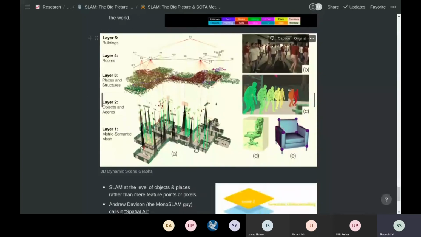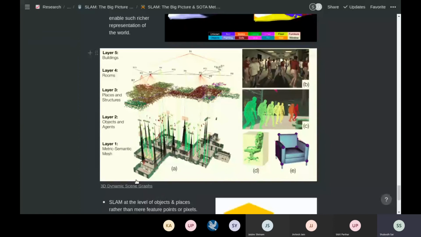Yeah, so this is another very illustrative image which I've taken from this paper called 3D Dynamic Scene Graphs. This is a 2020 paper. At level 1, you have a metric semantic mesh, and then as you move upwards, you are trying to capture higher level information. In layer 2, you have objects and agents, something like humans, chairs, any other objects. And then you have layer 3, which is places and structures, and then rooms, and then buildings. So this is sort of a hierarchy, which helps a lot even for pose graph optimization.